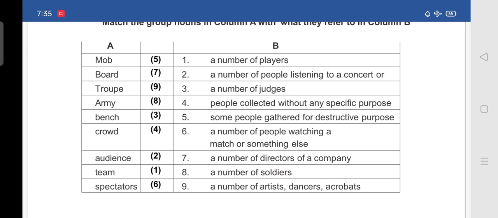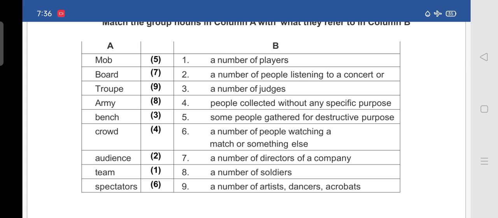Board. Board means a number of directors of a company. So 7. You have to write 7 beside board. For mob you have written 5. For board you have to write 7. Troupe. Troupe means a number of artists or dancers or acrobats. So troupe means 9. You have to write 9.